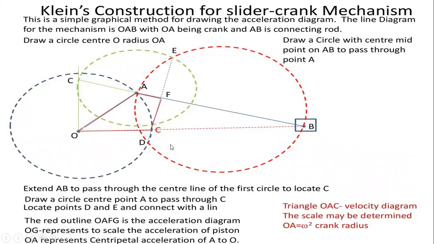So we draw a circle with center O and OA as radius. OA is the crank and also the radius. We are drawing this circle, which you can see as the blue dotted line, and then draw a circle with center at the midpoint of AB to pass through the point A.